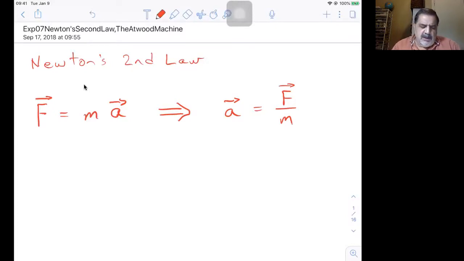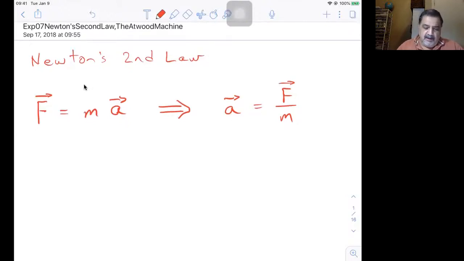So let's begin by just talking about Newton's second law. Force equals mass times acceleration. If we look at it from the acceleration point of view, if you solve for acceleration, you get acceleration equals force divided by mass. So what does that mean?